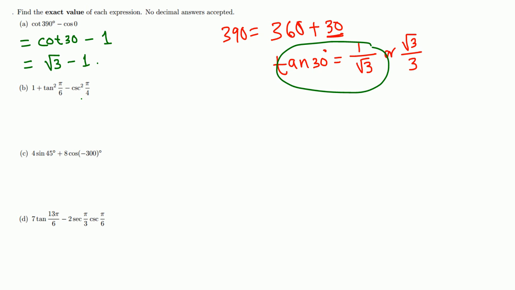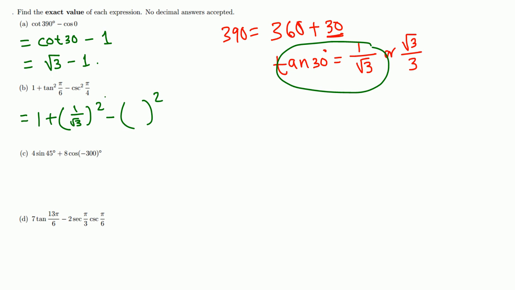Okay, next part B, 1 plus tangent squared, so the value is squared, tangent pi over 6. Pi over 6 is like 30 degrees. So tangent 30 degrees is 1 over root 3. So 1 over root 3, minus cosecant pi over 4 squared. So we can write it squared here.